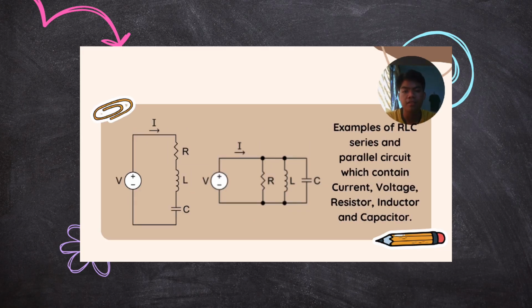Here are some examples of RLC series and parallel circuits. On your left is the series circuit, and on your right is the parallel circuit, which contain only current, voltage, resistor, inductor, and capacitor in one circuit.